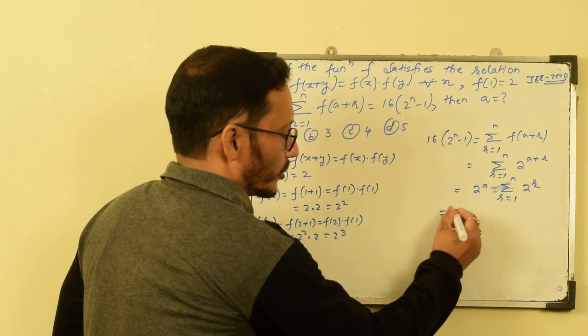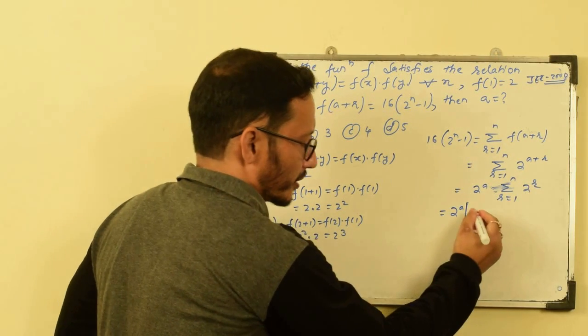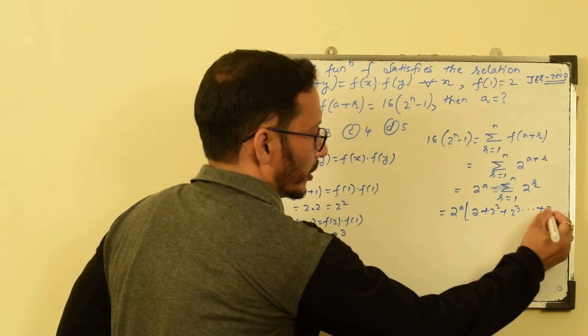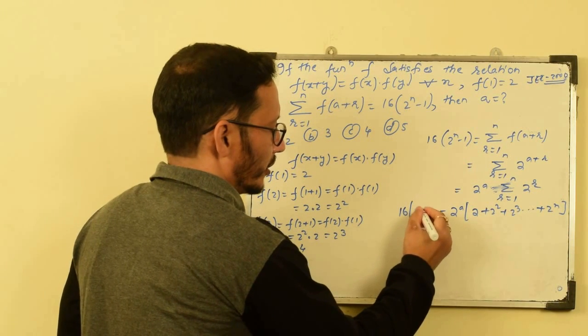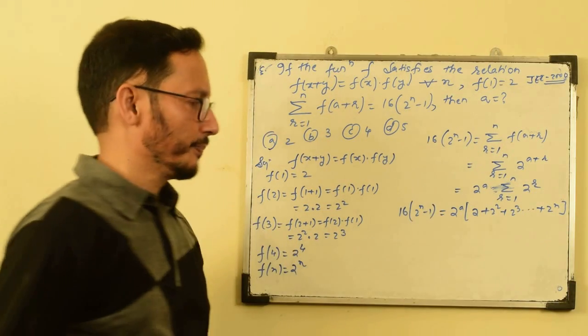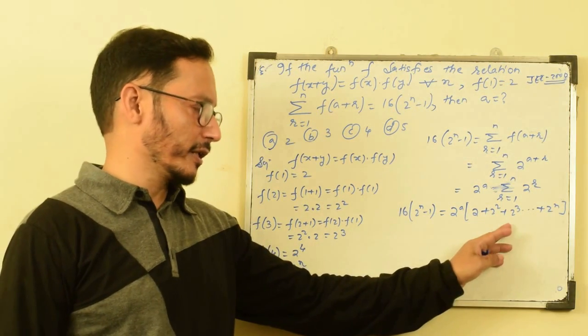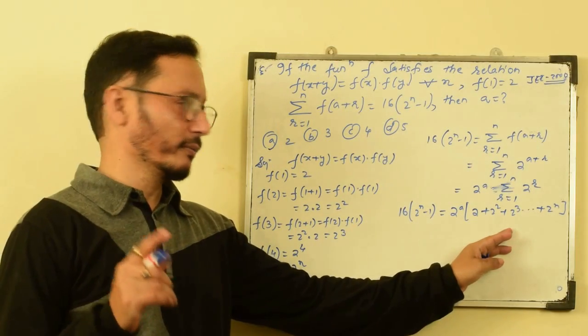So can I write 2 to the power a, and in place of r, can I write 1? Yes: 1 plus 2 square plus 2 cube and so on up to 2 to the power n. And this side is 16 to the power n minus 1. So 2 square, 2 cube, plus 2 to the power n, this is nothing but a GP. So what do you mean by GP? GP means geometric progression.